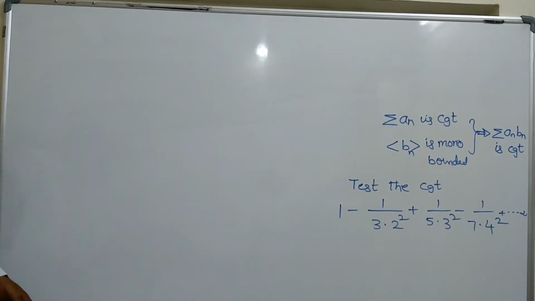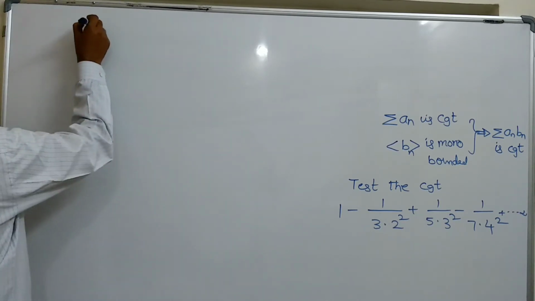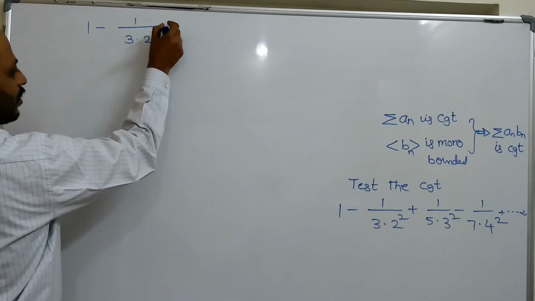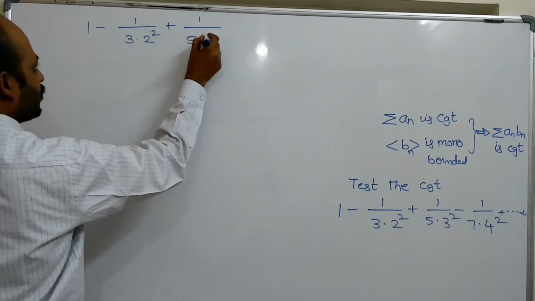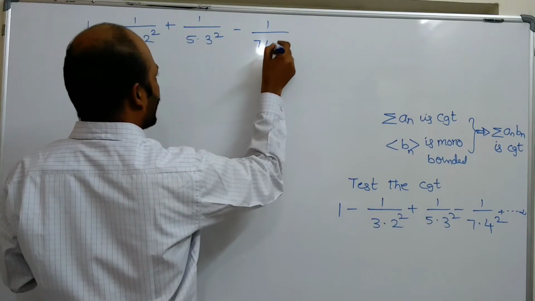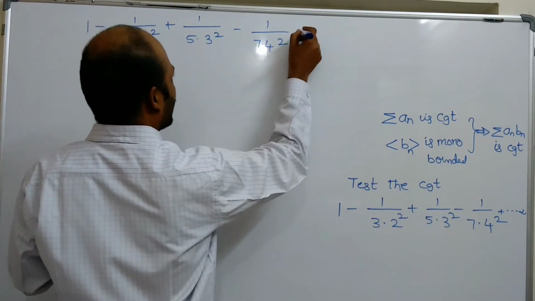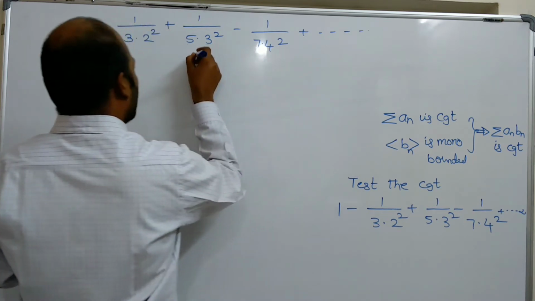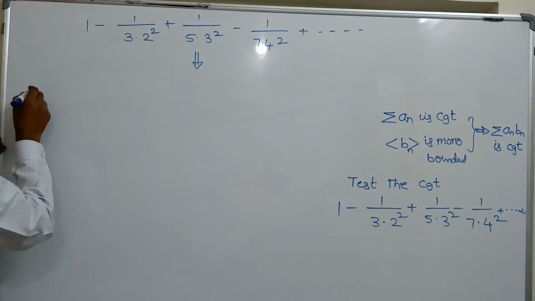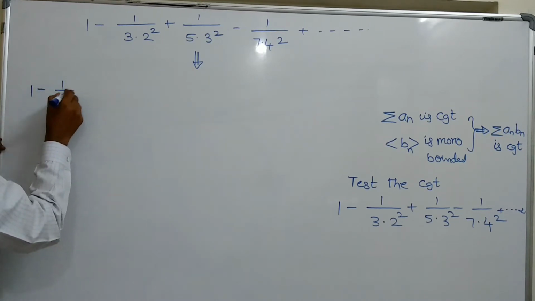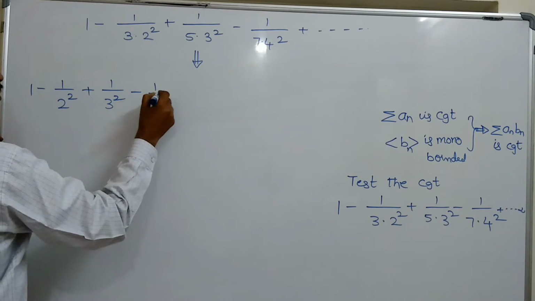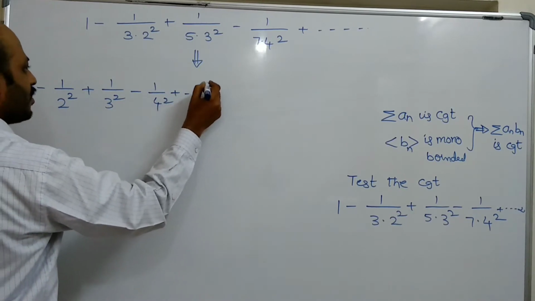So what is the given series? The given series is 1 minus 1 by 3 into 2 square plus 1 by 5 into 3 square minus 1 by 7 into 4 square plus and so on. This series can be expressed as 1 minus 1 by 2 square plus 1 by 3 square minus 1 by 4 square plus and so on.